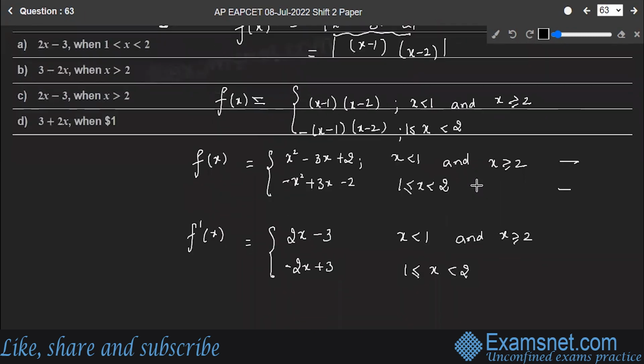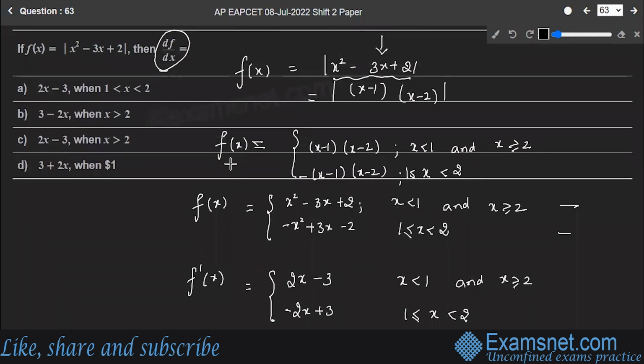So let's check with the options what we have. We don't have the first one as the option. No, this is wrong. This is wrong. Yes, this is correct. 2x minus 3 when x is greater than 2. This is satisfying our answer. So option C is the correct answer. Hope you're clear with this.